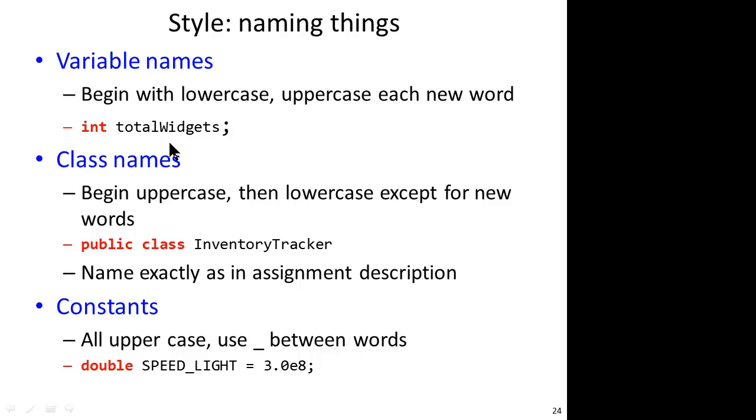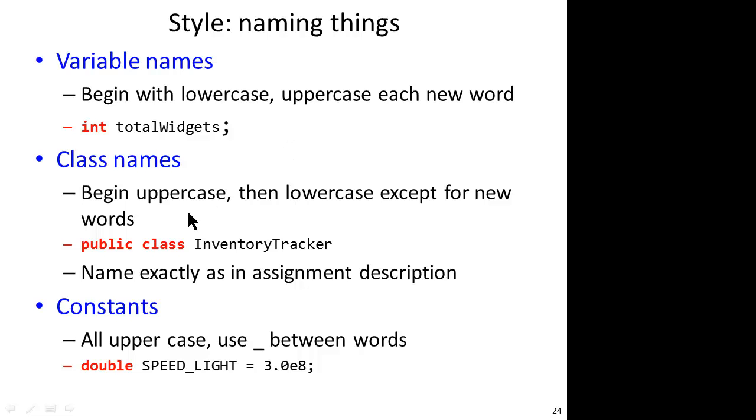Variable names always start in lowercase, and then anytime you get a new word, use an uppercase. Your variable name should be descriptive. It should describe the basic goal of whatever this data is for. In this case, it's tracking how many widgets are in your shopping cart or whatnot. Start in lowercase, uppercase every new word. This makes it easy to read and people to see where the different words are, and is a standard in Java.